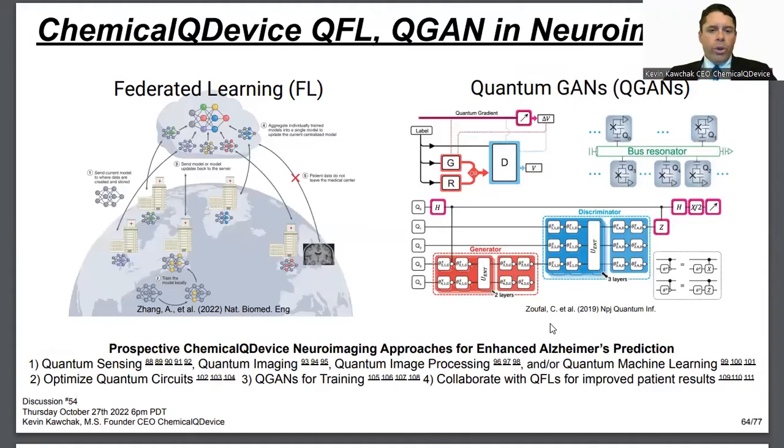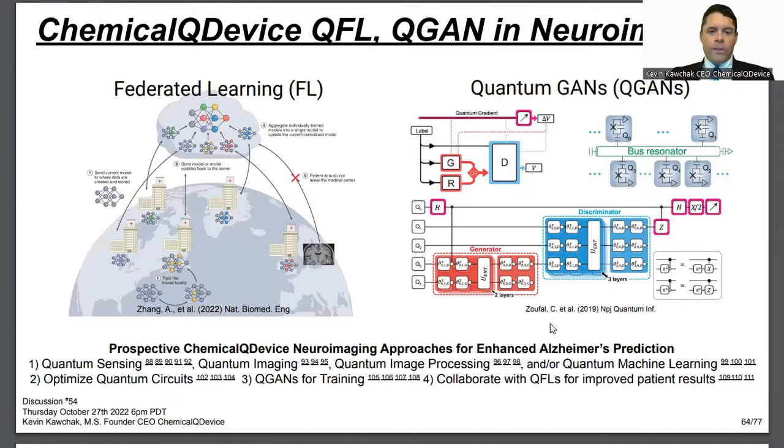Now, the research that ChemicalQDevice will be going into is basically to get better images. So quantum sensing, quantum imaging, QIP or quantum image processing, and quantum machine learning on the bottom as well. Then optimizing quantum circuits, QGANs for training, and collaborating, especially as this goes with healthcare, for federated learning with quantum as well, to work with other institutions and hospitals to get better models. To be a part of that would be an honor. It doesn't have to be all of these, it's just what is available.